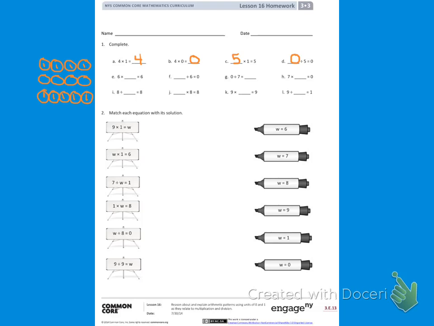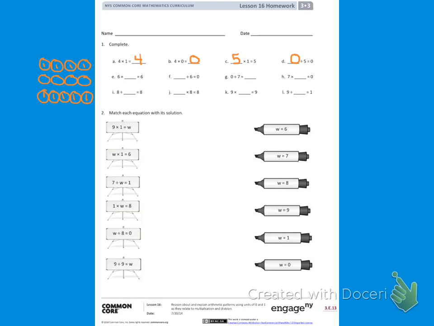First, we need to solve the equation on the left. So let's start with 9 times 1 equals W. We know that 9 groups of 1 falls in the rule that anything times 1 equals itself.